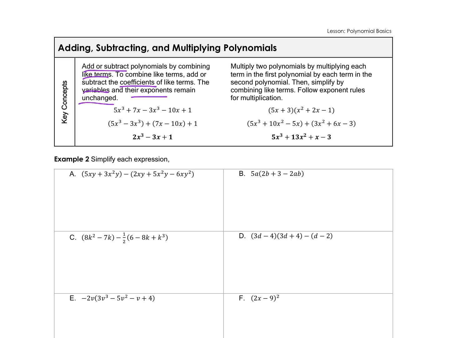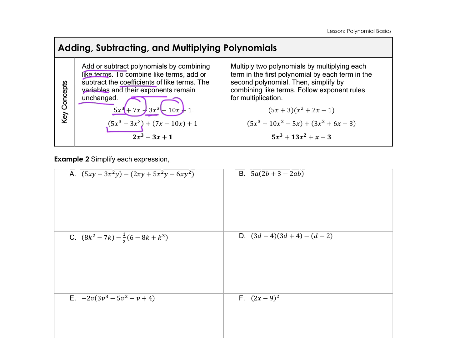So notice here, we were combining like terms that have the same variable, same exponent. That's why that's in parentheses, because you can combine them. And then we could also combine the 7x minus 10x, and then we have that 1 at the end. Okay, so we've already talked about how to add and subtract polynomials. So now let's look at multiplying them.